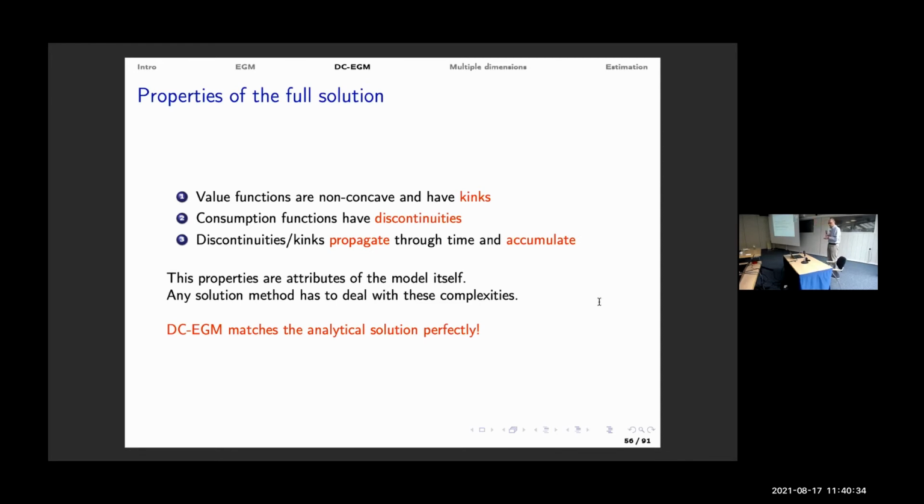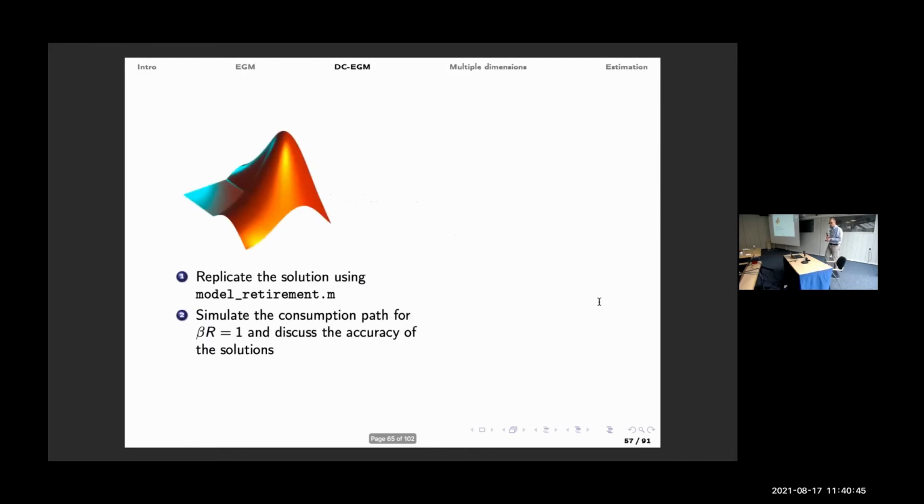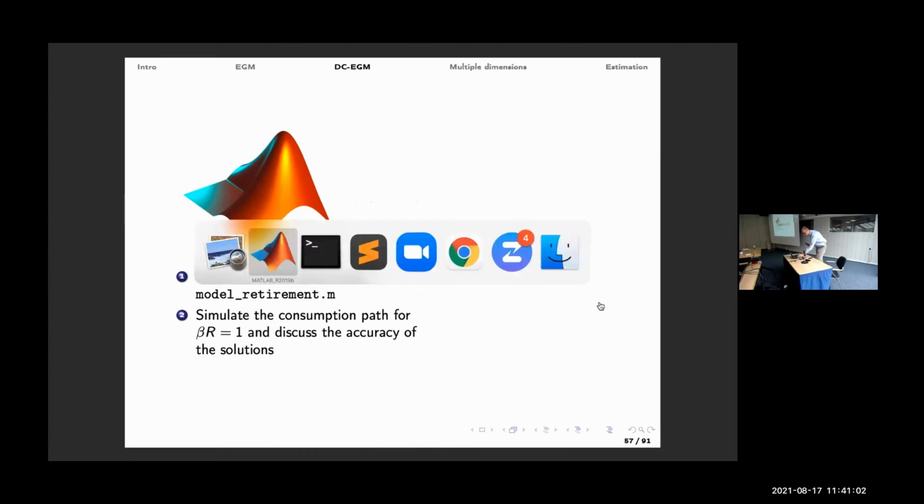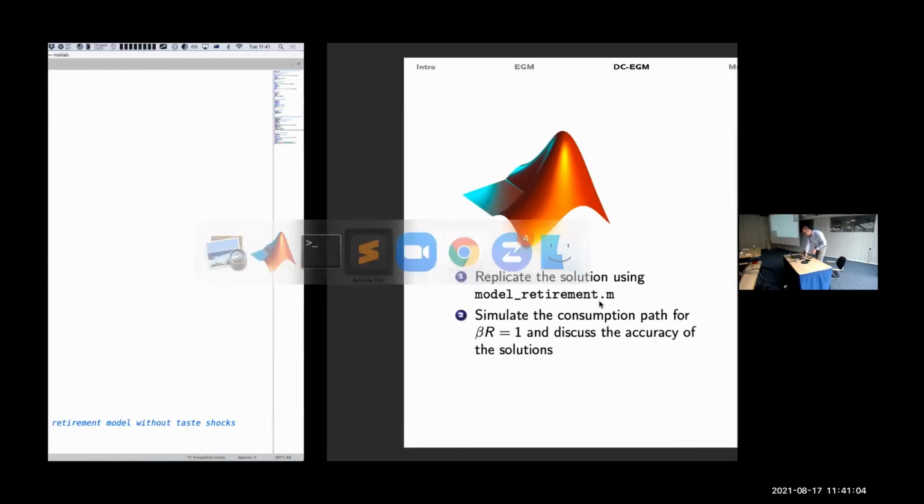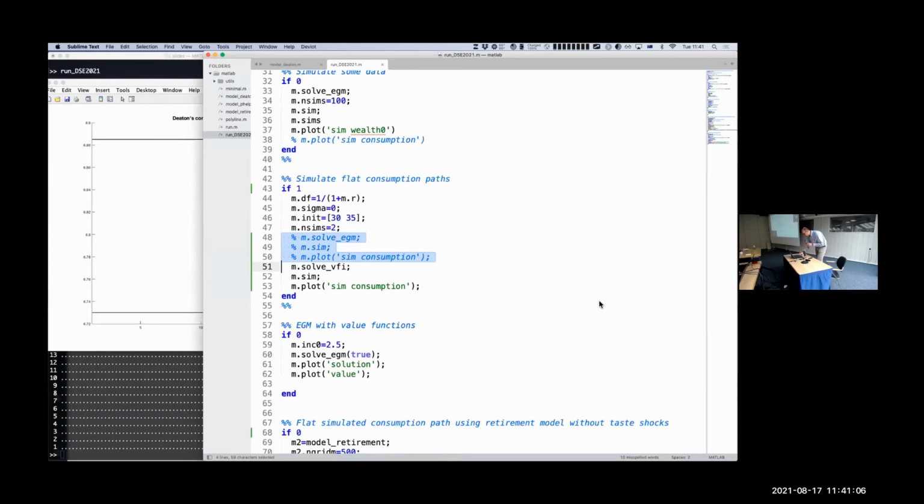All right, and it also says here that DCEGM matches the analytical solution perfectly, which is, you know, that same test that we're doing on this problem, since we'll also have the analytical solution in the very beginning. All right, here's the interesting question, right? Now, let's run the same test for the situation where beta r equals 1, but in the problem that we just looked at. And you can think what you expect to see in the simulated consumption path.